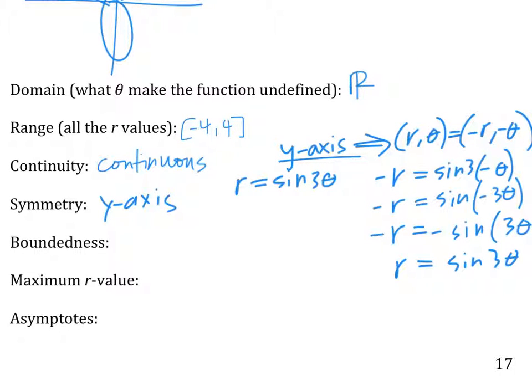Okay, boundedness. Bounded. Yes, it's bounded. Maximum r value. 4. Good. Are there any asymptotes? No. If the domain is all real numbers, there's no way to have an asymptote, for the most part.